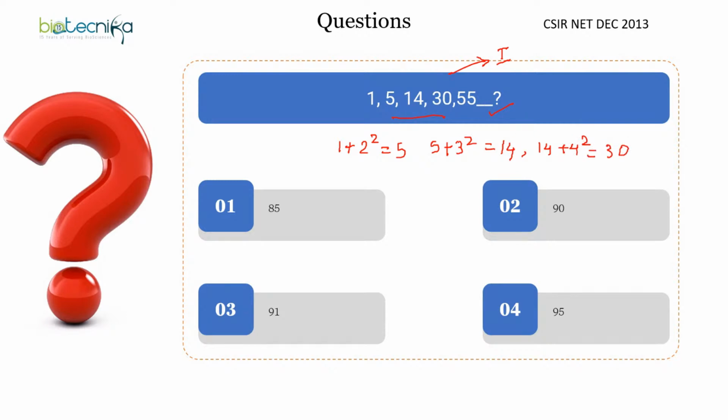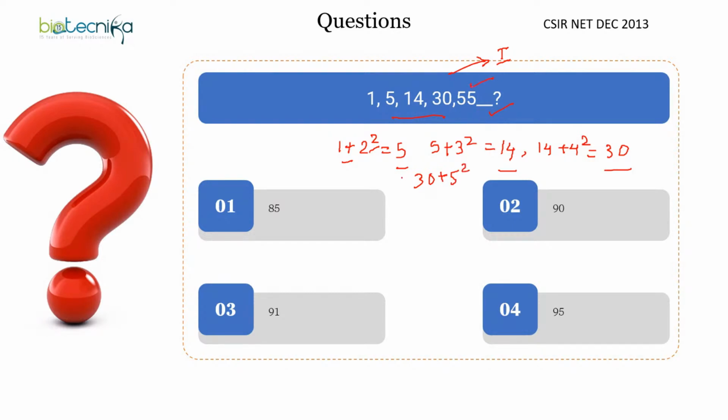So what is happening over here? You see addition is also going on, square is also going on, right? That means in the increasing case, addition and square both are there, right? So 1 plus 2 ka square is 5, 5 plus 3 square is 14, 14 plus 4 square is 30. Then if we add 5 ka square to 30, then we get 55, right?